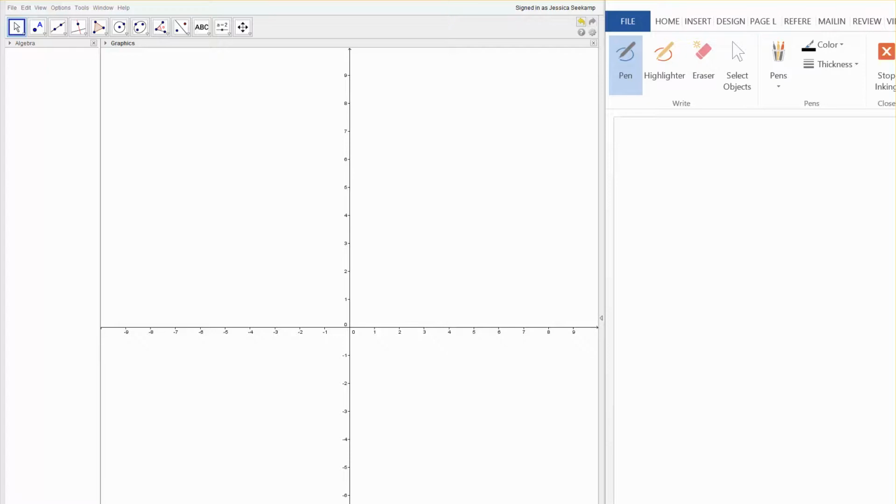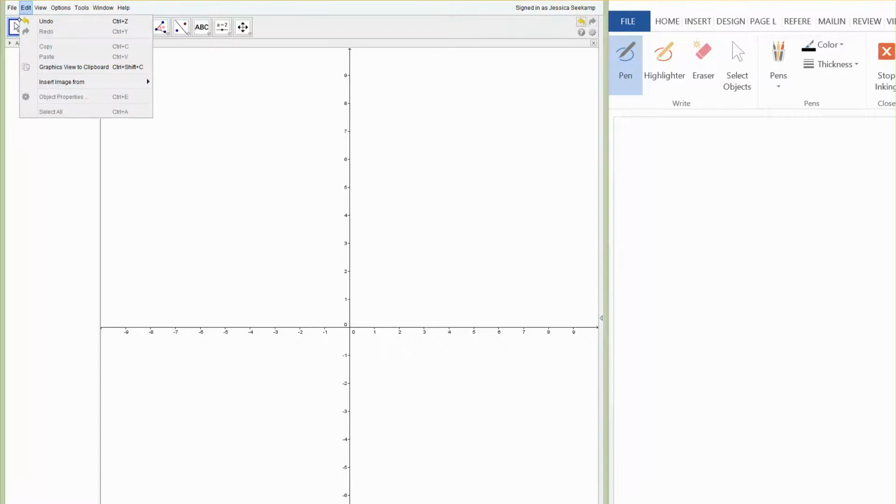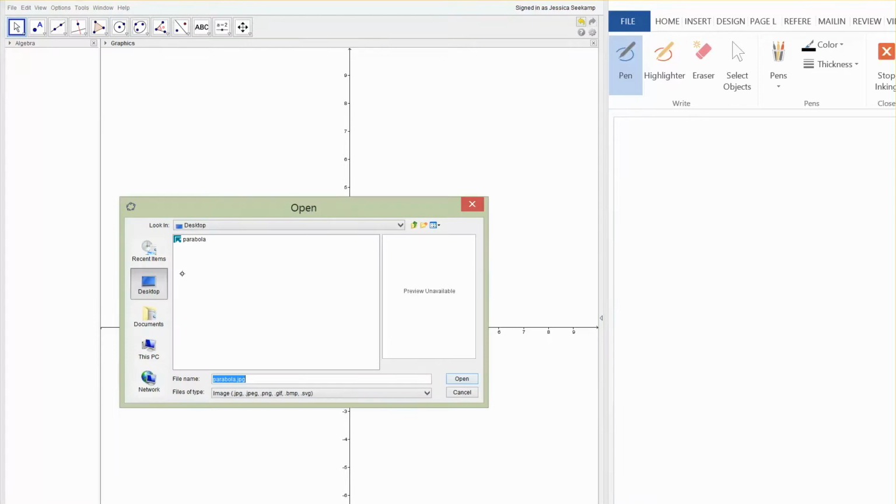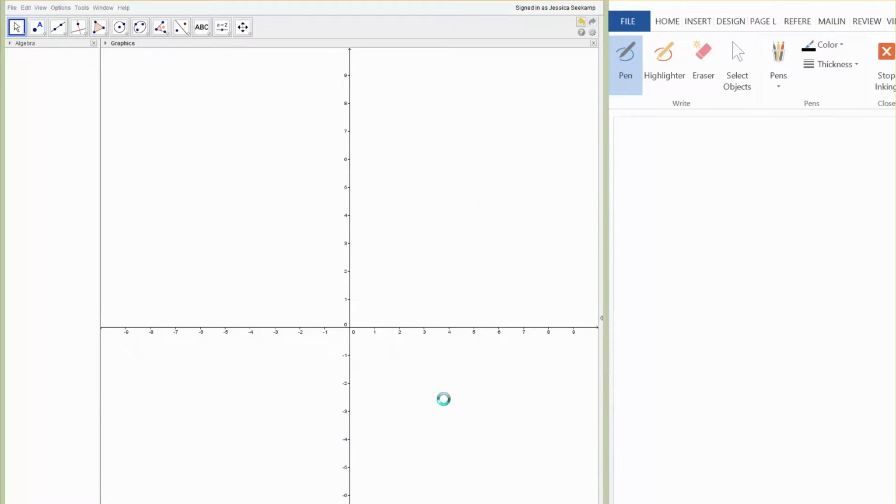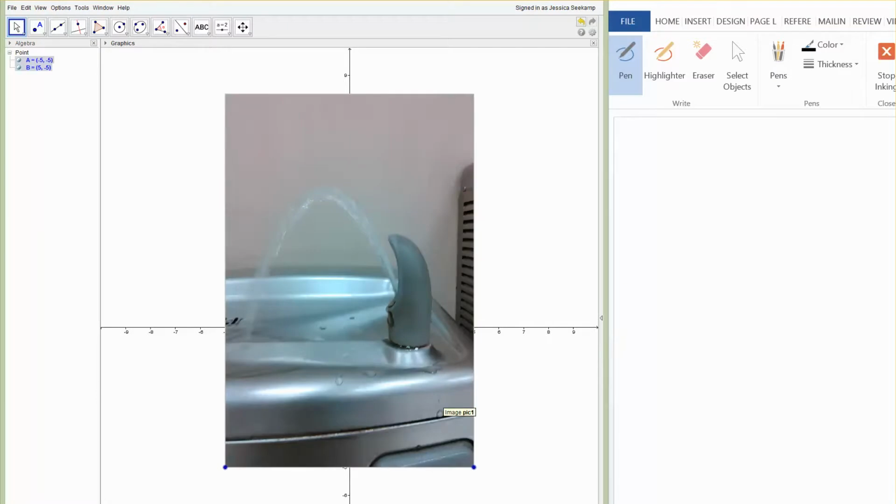on the program. So to do that, you'll go to Edit, and then Insert Image From File, and choose the photo of your water fountain parabola and say Open. And now you can see that I can't see my Y and my X axis, so I actually want to make this the background. I want to make it a little bit transparent so that you can see the Y and the X axis.